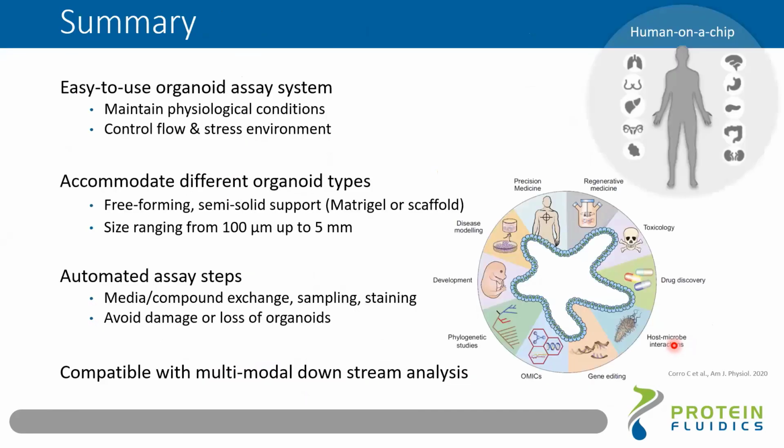So in summary, we've developed this PuMA system, which allows you to automate your organoid assays. We've shown its utility for doing patient-derived organoids and facilitating the ability to treat and image these organoids. It works with patient-derived organoids as well as different organoid types, and automates a lot of the common assay steps that you would be doing with these types of models, whether it be media exchanges, supernatant sampling, staining, etc.